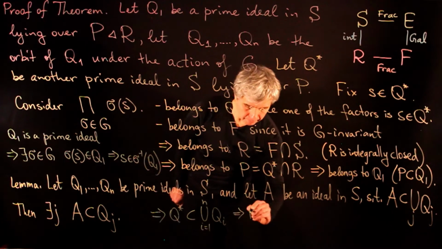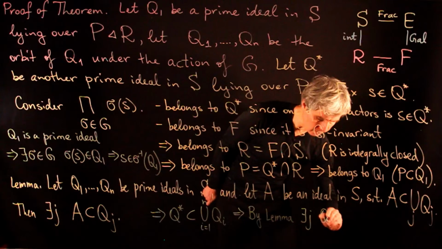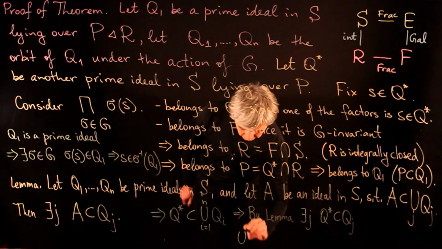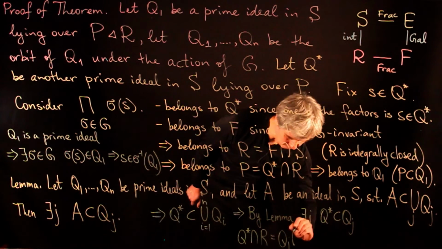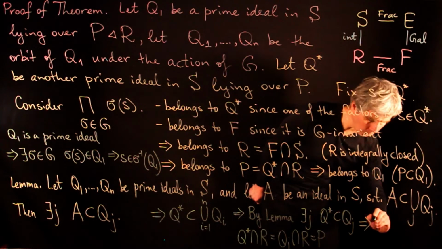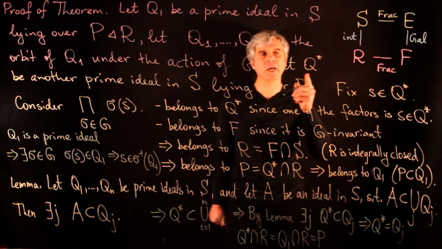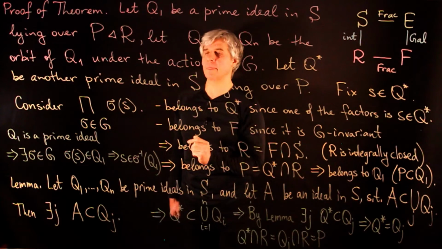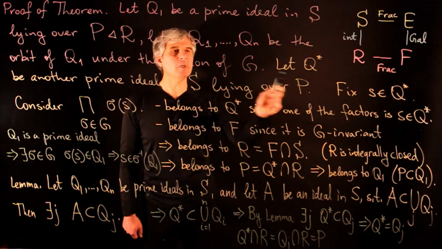And then by lemma, there exists a j such that Q star sits inside one of the ideals Qj. But these two ideals have as intersection with R the same ideal P. And we proved in this setting that we must have equality of these two ideals. So Q star is equal to Qj, and we proved that this arbitrary prime ideal Q star, which lies over prime ideal P, must belong to the orbit of Q1. Hence, the action of the Galois group on the set of prime ideals that lie over P is transitive.